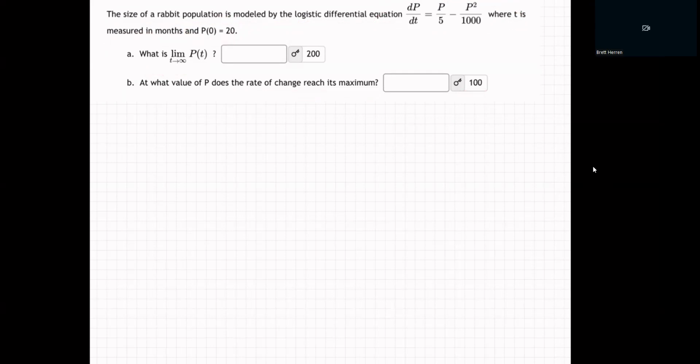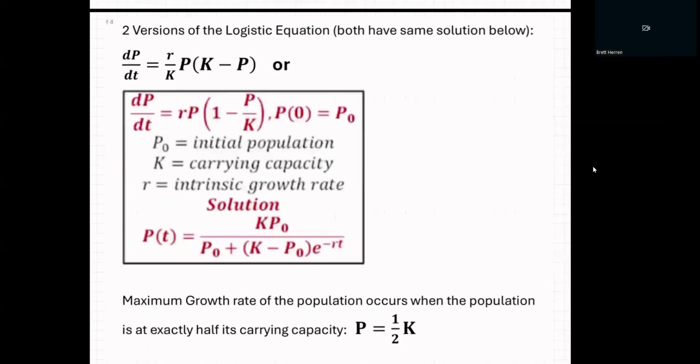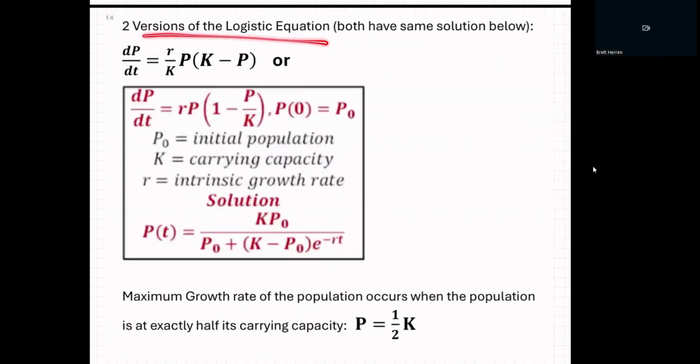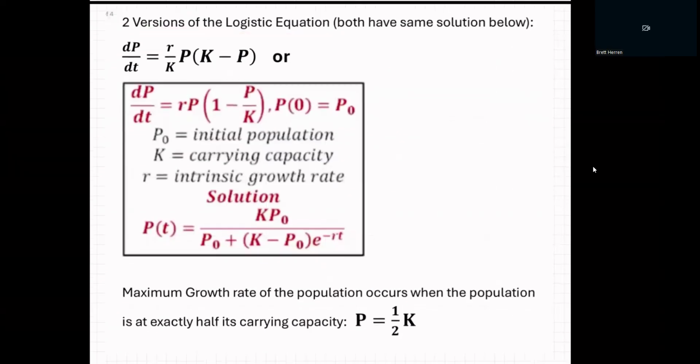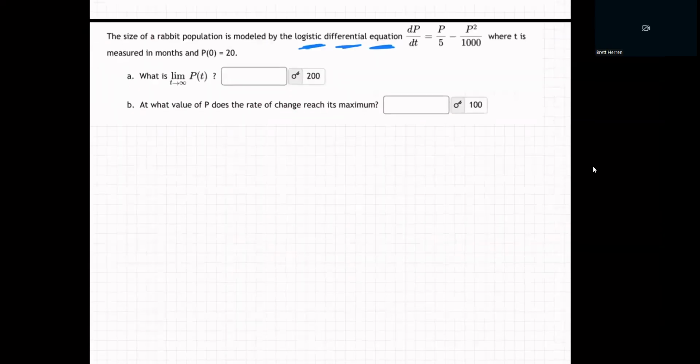Well, they told us right here that it's a logistic differential equation. So let's go to the notes. Here's the class notes, two versions of the logistic equation. I'm going to grab this one. So dP/dt is rP. Let me write that down. So dP/dt is rP(1 minus P over K).